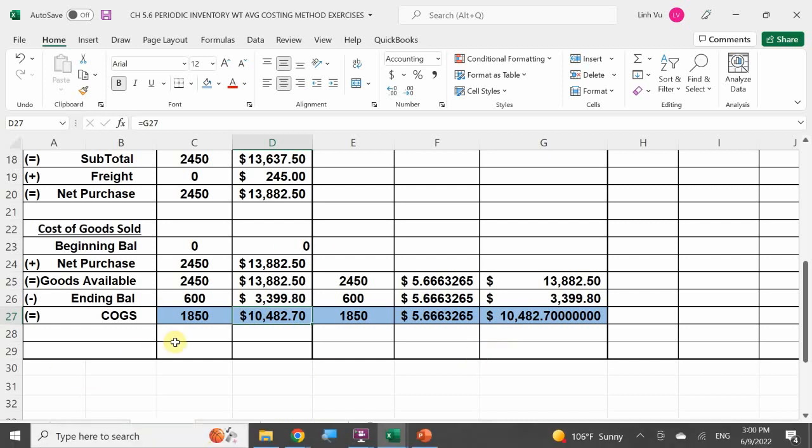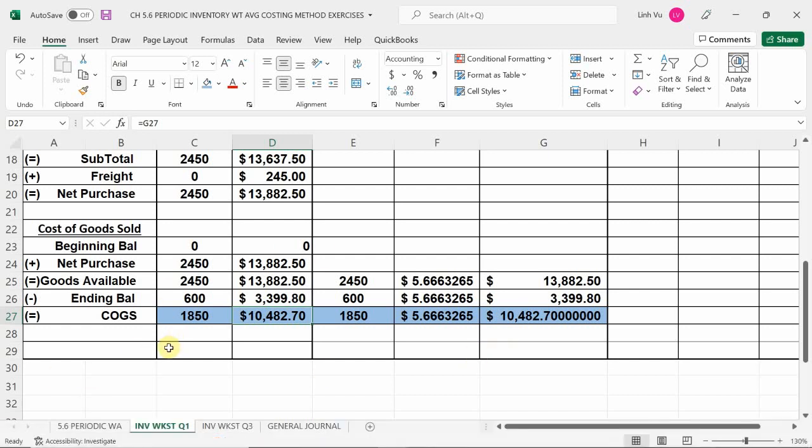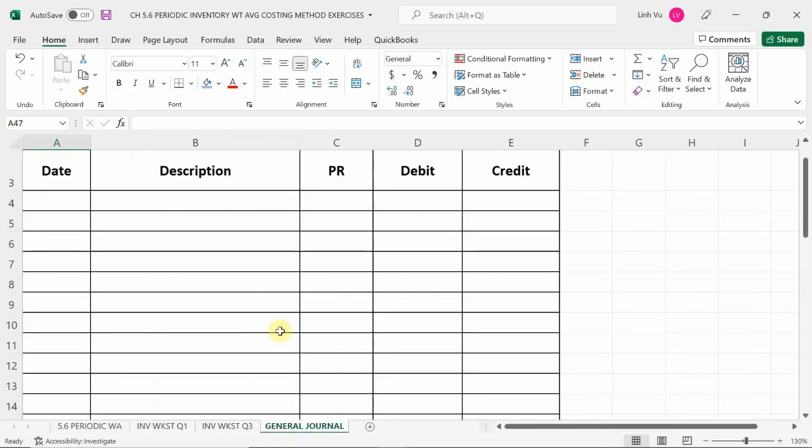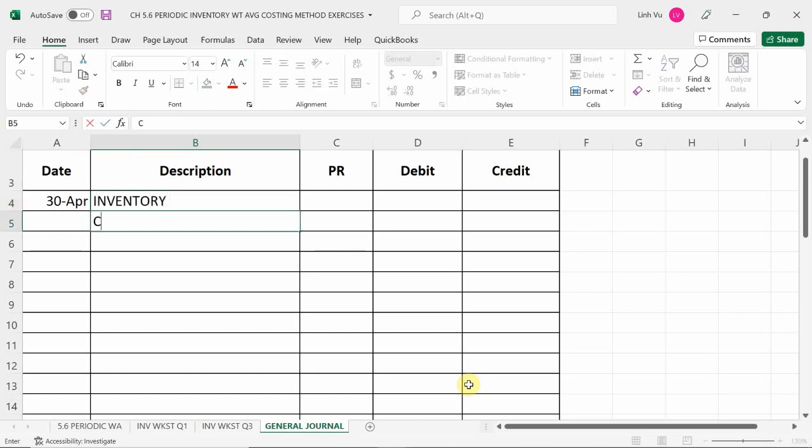Okay? And of course, I need to finish this equation off with my conversion entry. Okay? So it is April 30th. How do I record my conversion entry? Inventory and cost of goods sold, as well as purchase expense and of course freight expense.